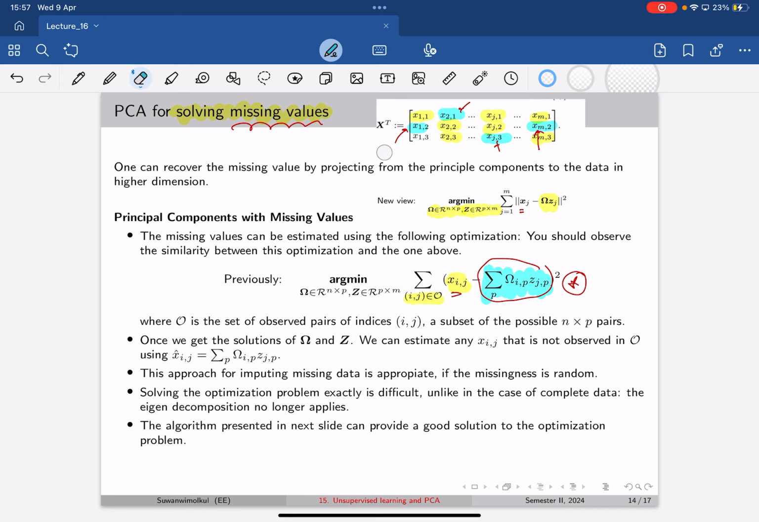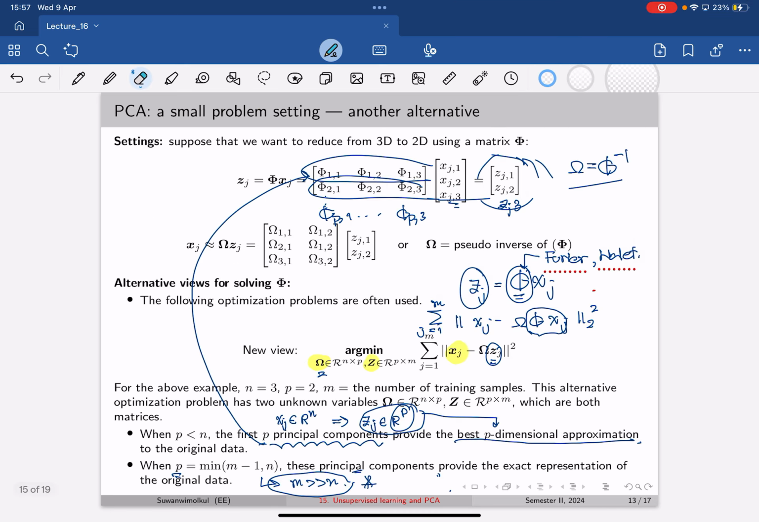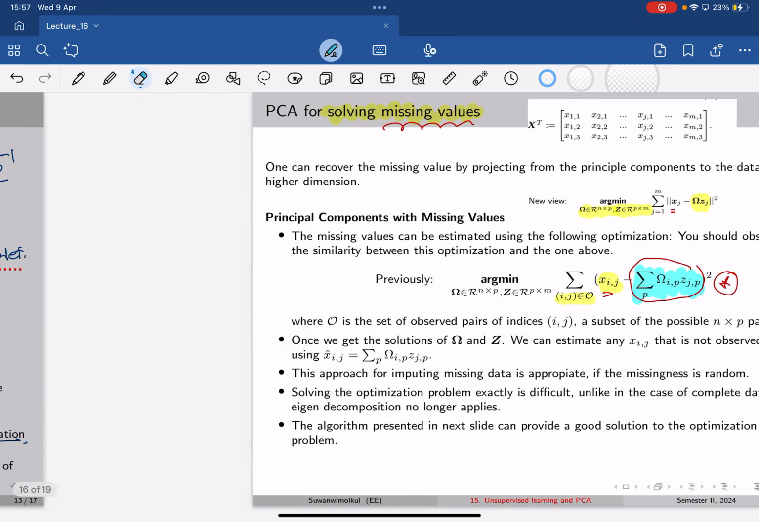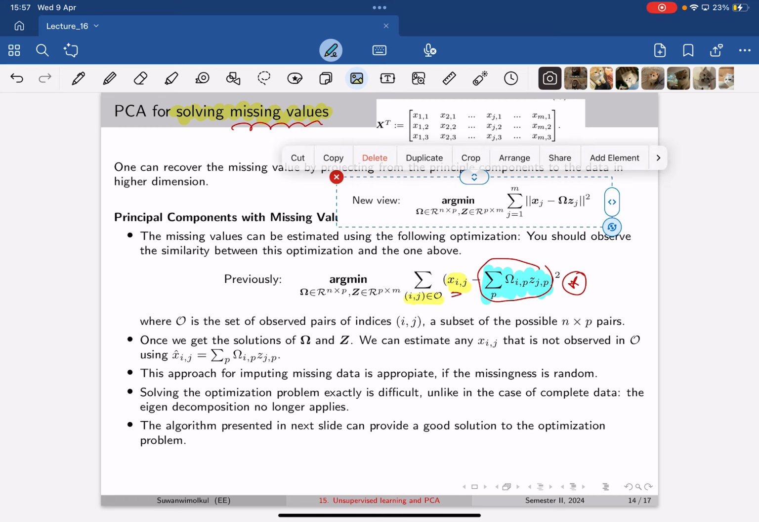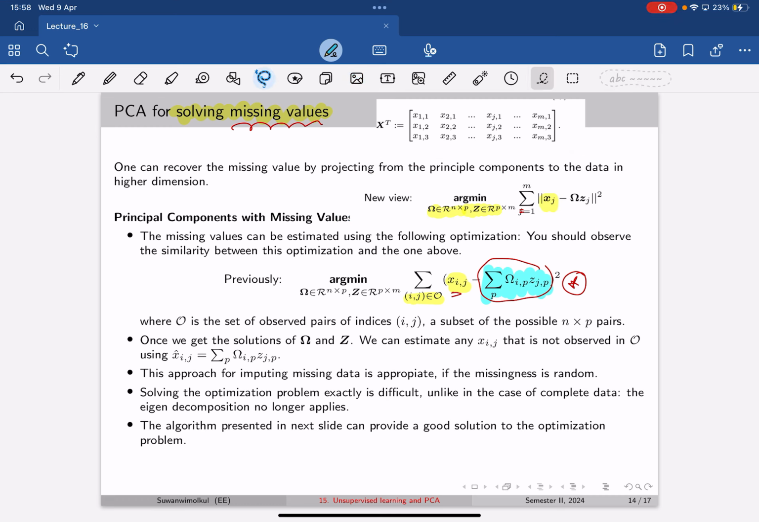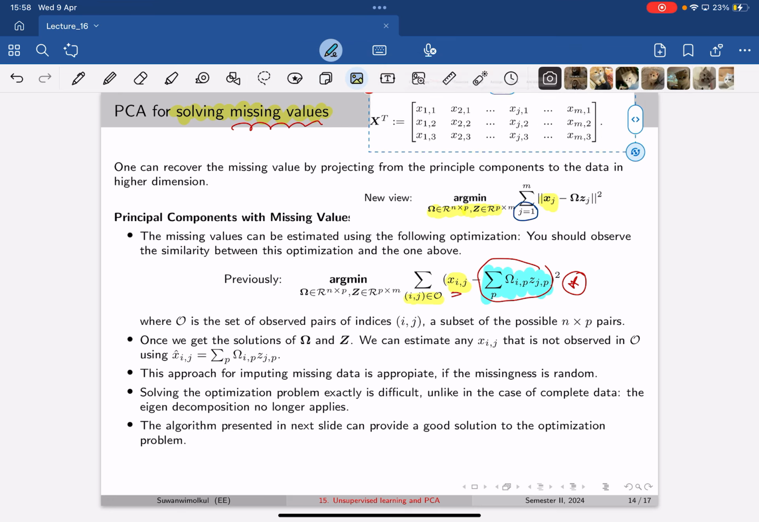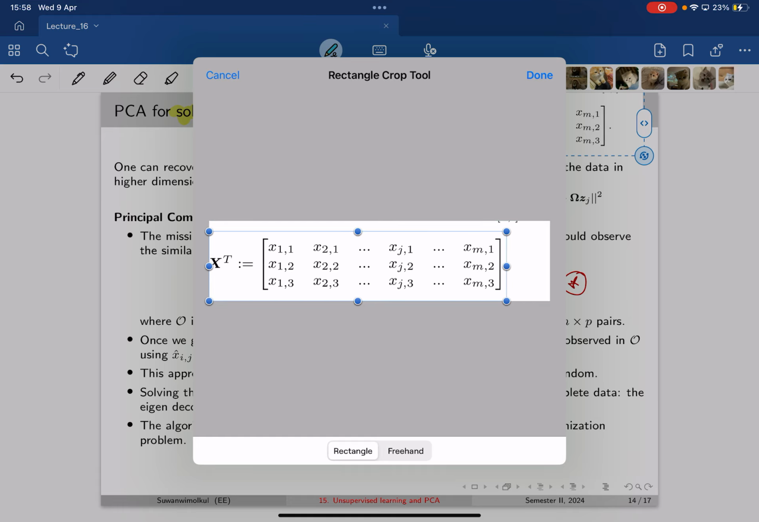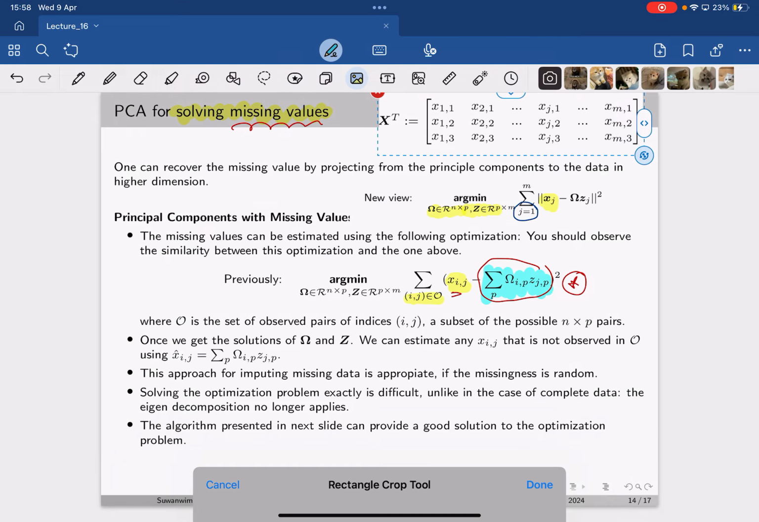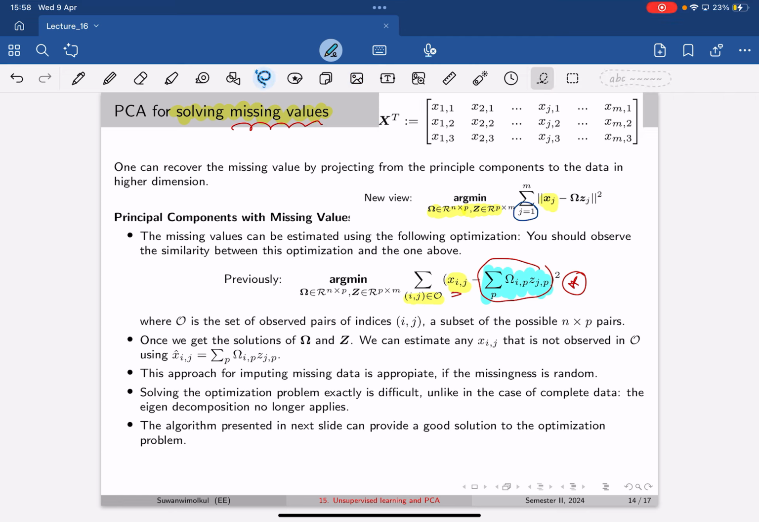Then, from this equation, I have copied it here because I would like to make some comparison. With this setting, people start to think about what our x is going to look like. Let me crop it a little bit. I copied the x from the previous pages. Our x should look like that.